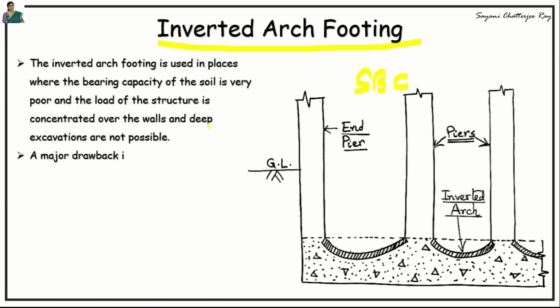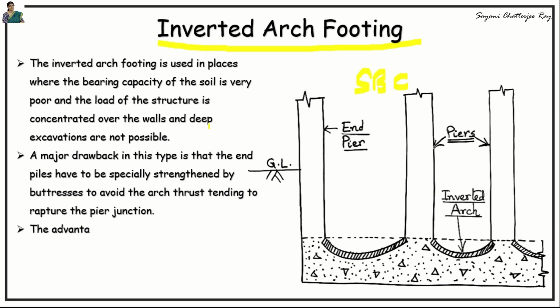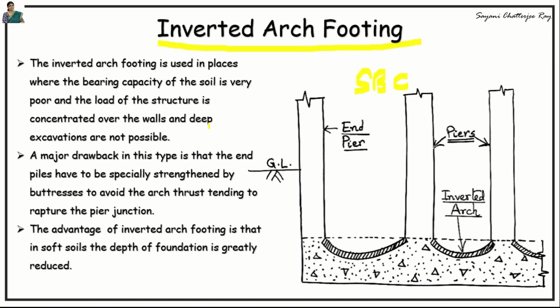A great disadvantage of this inverted arch footing is that the end piers have to be strengthened by buttresses to avoid the arch thrust tending to rupture the pier junction. But the advantage of this footing is that in soft soils the depth of the foundation is greatly reduced. The end columns must be stable enough to resist the outward pressure caused by the arch action.